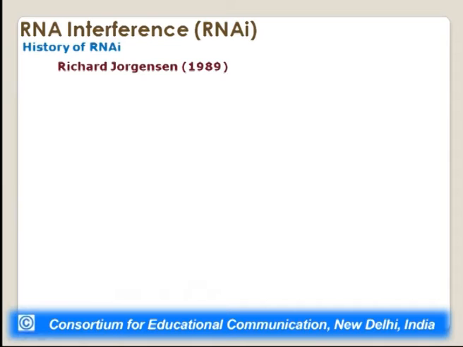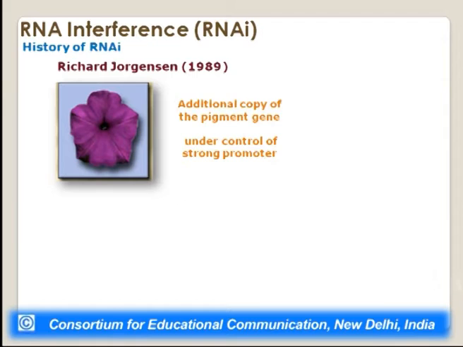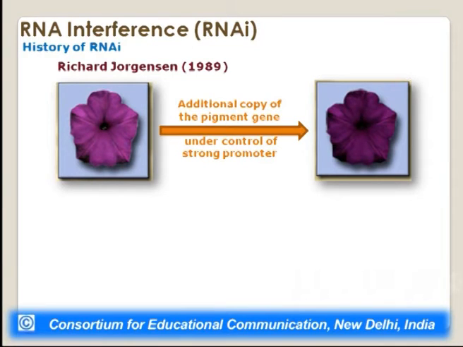Next, I move on to talk about an important phenomenon which was discovered, called RNA interference. Looking at the history of RNAi, in 1989, Richard Jorgensen was working on petunias and he added an additional copy of the pigment gene under control of a strong promoter and expected that a darker petunia would be obtained. So, he was adding an additional pigment gene so that more pigment protein is produced and therefore the petunia will be darker in color.